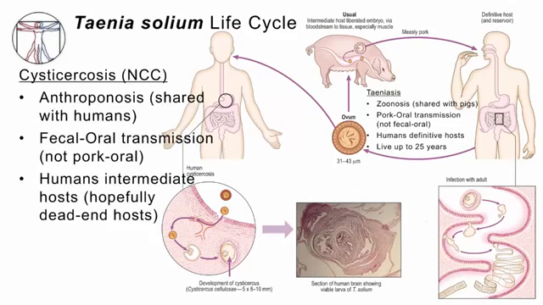So cysticercosis is sometimes called neurocysticercosis, or NCC. Remember, cysticercosis can happen anywhere in the body, but it usually presents in a clinical practice when it causes seizures or other neurologic complications. That's why it's usually called neurocysticercosis. This is an anthroponosis. It's shared with other human beings. You get it through fecal-oral transmission, and in this scenario, the human is playing the role of intermediate host, hopefully dead-end host, unless someone comes along and eats you in a cannibalistic fashion.